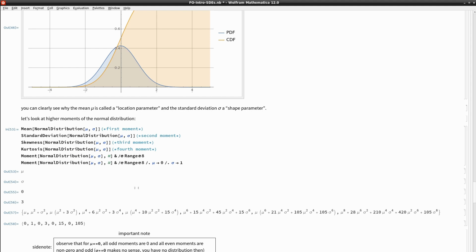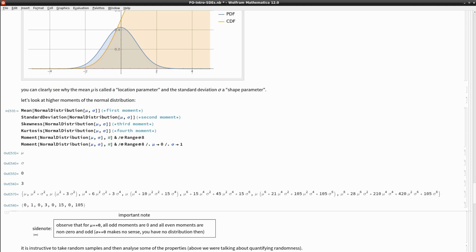And you can also clearly see that if we use the standard normal distribution, that means mu is 0 and sigma is 1. We are getting concrete numbers here for these formulas. And you can also clearly see that for mu equals 0, all the odd moments are 0, right? You see a 0 at 1, at 3, at 5, at 7. And for all the even moments, they are non-zero and odd, right? We have 1, 3, 15, 105. So these are the standard formulas for the moments.